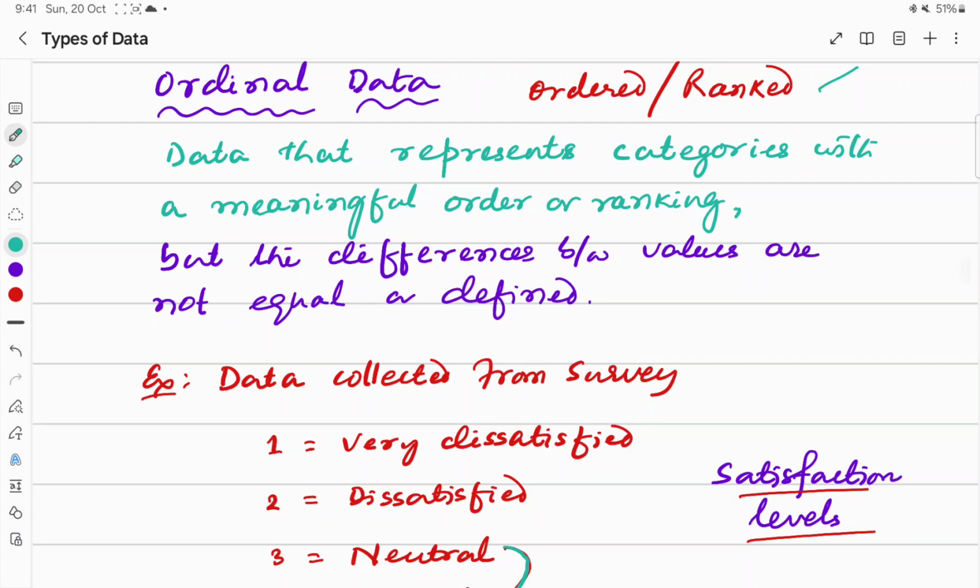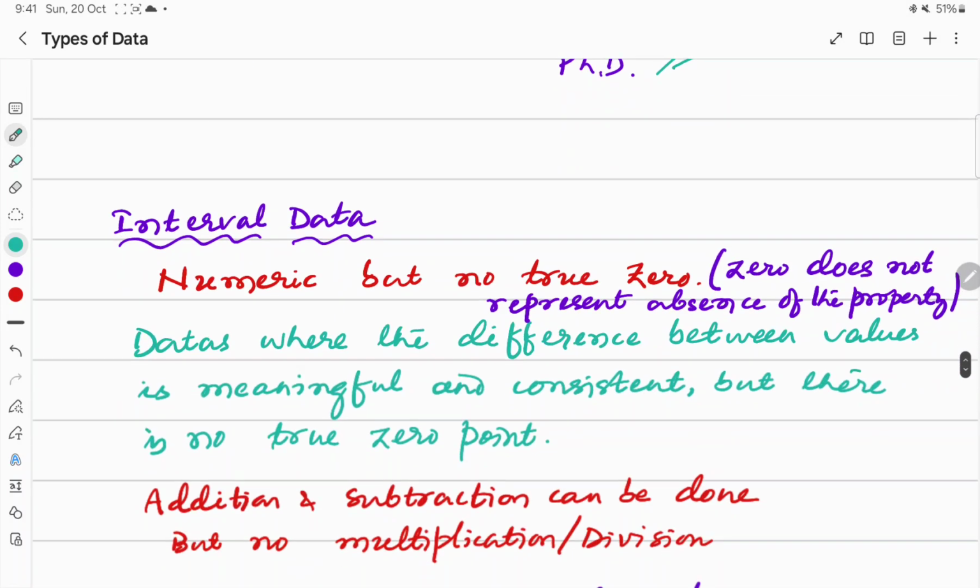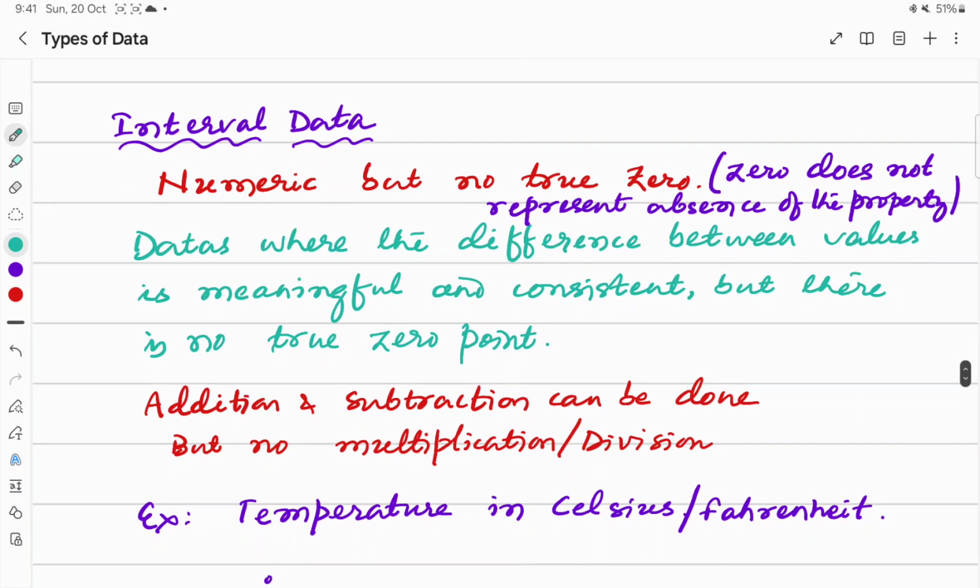Data that represents categories with a meaningful order or ranking. Meaningful order is given, ranking is given, score is given, but the difference between values are not equal or defined. That type of data is called ordinal data. Then let us come to the third type of data, interval data. So here the data where the difference between the values is meaningful and consistent, we call it interval data.